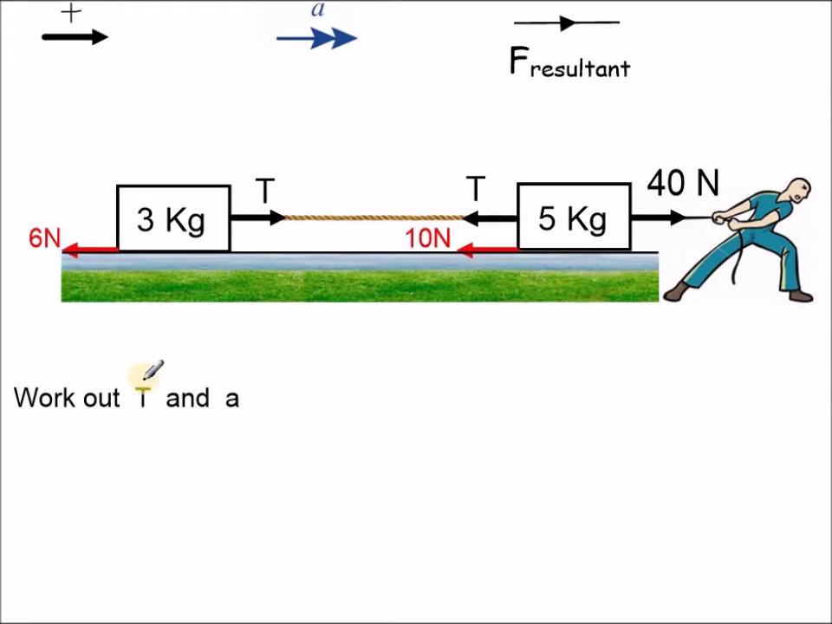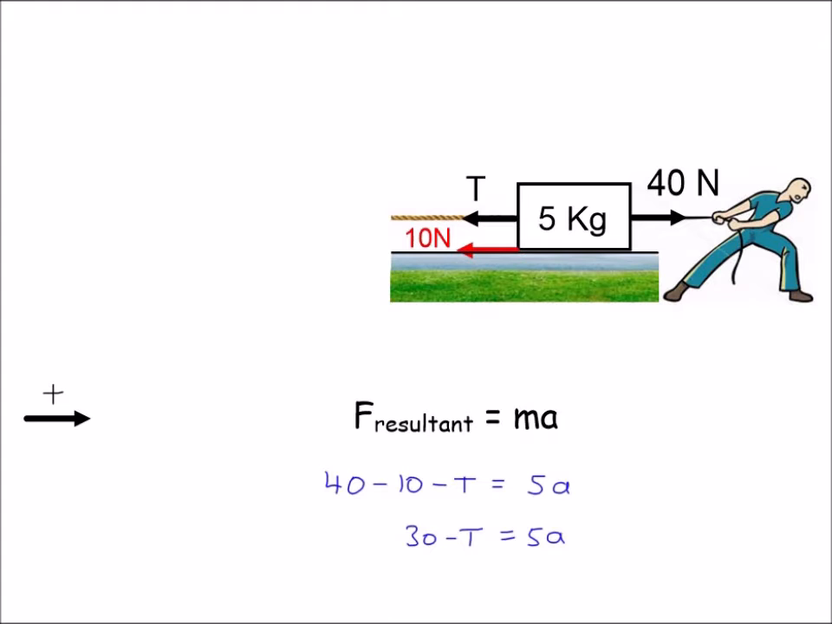So we have to work out T, the magnitude of the tension in the rope, and we have to work out the acceleration of the system, A. So just considering this block, if we do F equals ma, so 40 minus 10 minus T, that's the resultant force, equals the mass 5 times acceleration. So we get this equation here.